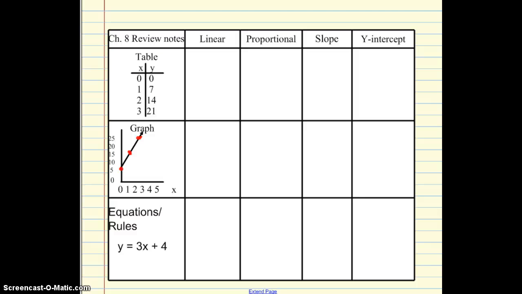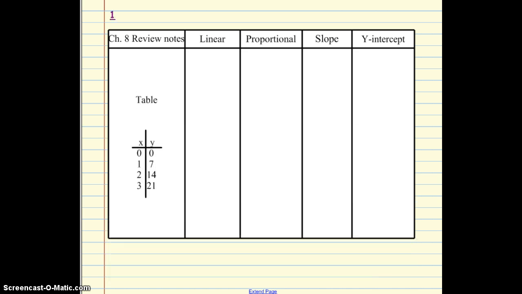Alright, so this is what your template looks like, and you should have evaluate, combine like terms, distribute, factor. Those things should be right up here on the top. And what we're going to do is look at things that are linear, proportional, how to find the slope, and how to find the y-intercept when you are looking at tables, graphs, or equations and rules. Alright, I'm going to take you through step by step, and we're going to first of all look at the table. I am only looking at this part just to make it bigger on the screen here.